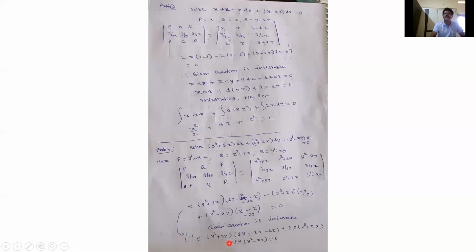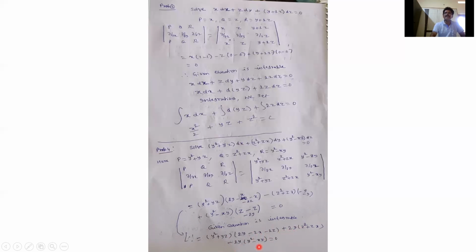So finally here we have y square plus yz times 2y minus 2x minus 2z, plus 2y times z square plus zx, minus 2y times y square minus xy. Here 2y cube minus 2y cube is cancelled, minus 2xy square and plus 2xy square cancel, minus 2zy square and plus 2zy square will be cancelled, minus 2xyz plus 2xyz will be cancelled, and minus 2yz square plus 2yz square will be cancelled. All will be cancelled.